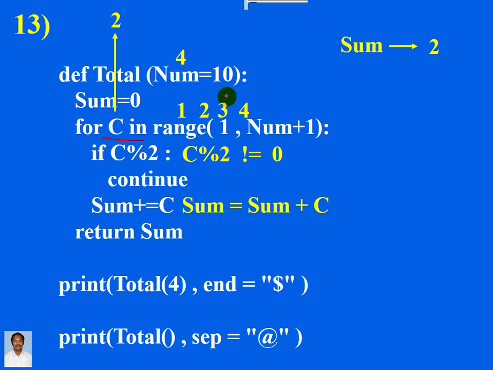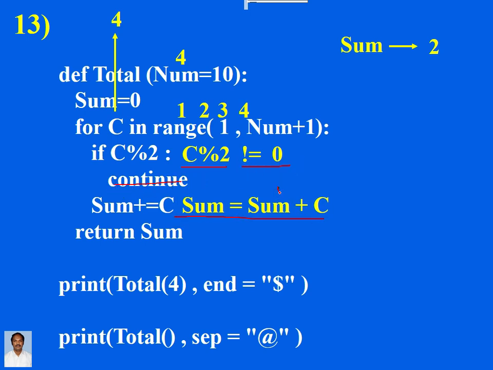Again, C takes the next integer in the range, 3. 3 modulo 2. When you divide 3 by 2, remainder is 1. 1 not equal to 0 is correct. So this will be executed. You will continue with the loop. So control will come here. This is not executed. C takes the last integer in the range, 4. 4 modulo 2, 0. 0 not equal to 0 is false. So this will not be executed.